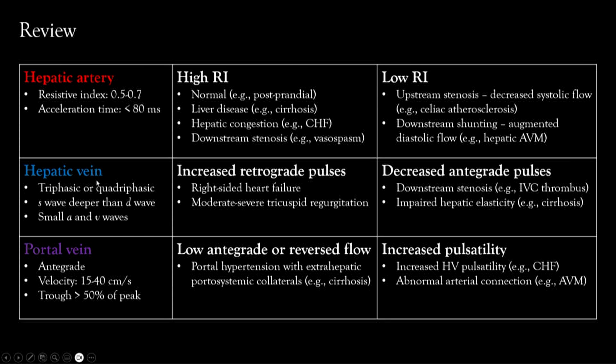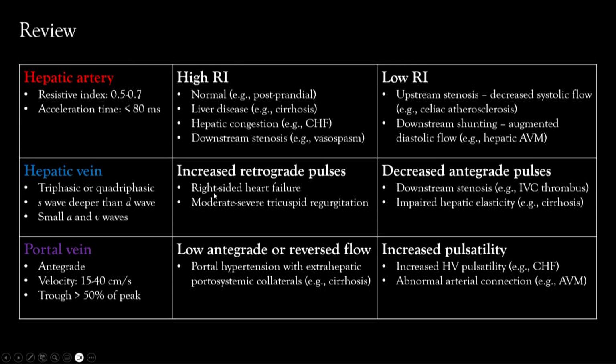Okay, hepatic veins. So normally it's a triphasic or quadriphasic waveform, depending on whether that V wave is above or below the baseline. The normal appearance is an S wave that's deeper than the D wave, and you should have small A and V waves. So we split our differential into what we see with increased retrograde pulses or decreased antegrade pulses. So increased retrograde pulses means that the A wave and the V wave are bigger than they should be, or you potentially have an S wave that's flipped up above the baseline.